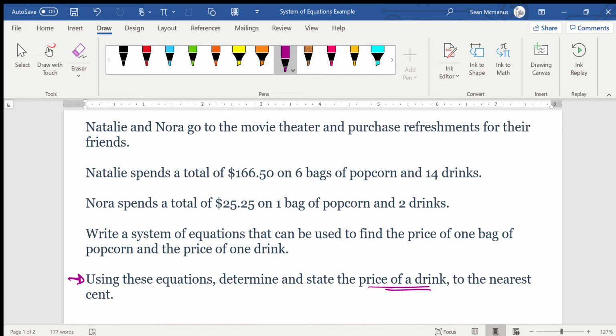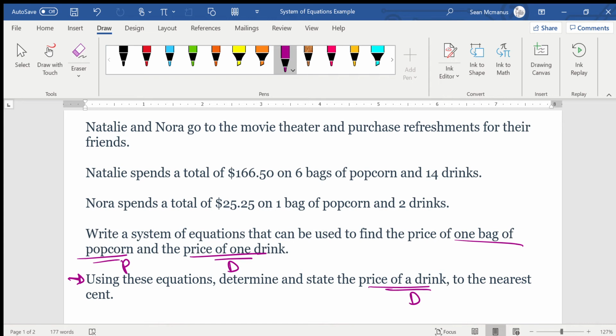These are the variables. It's telling me what the variables are, right? So one of my variables is going to be D for drink, or we could use X, and the other one is the price of popcorn. So we'll call popcorn P and drink D. We could call them X and Y or whatever, it doesn't really matter.